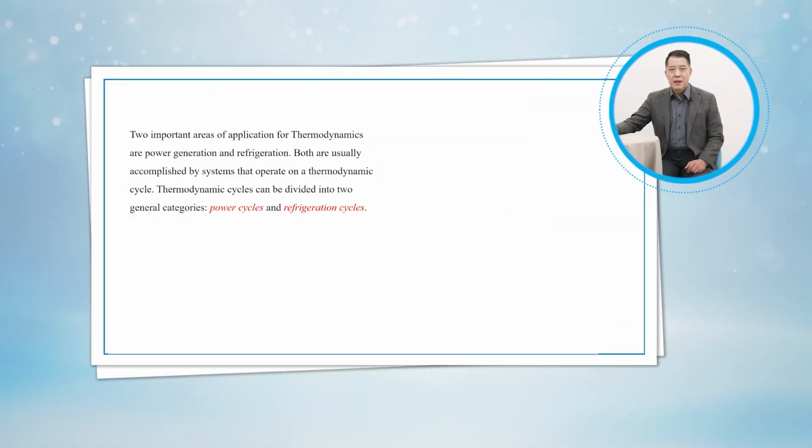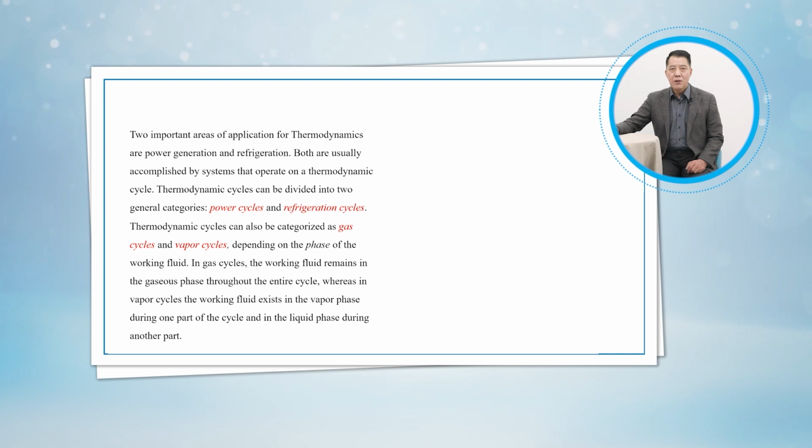The topic of this task is about the basic considerations for thermodynamic cycles. Two important areas of application for thermodynamics are power generation and refrigeration. Both are usually accomplished by systems that operate on a thermodynamic cycle. Thermodynamic cycles can be divided into two general categories: power cycles and refrigeration cycles.